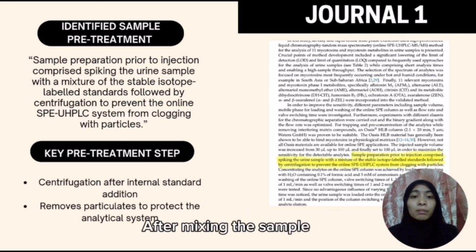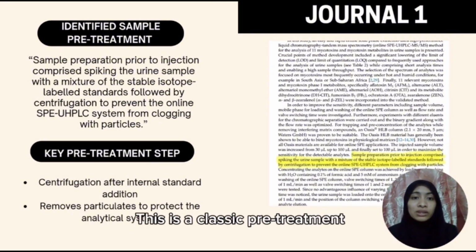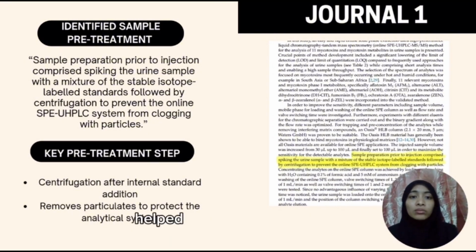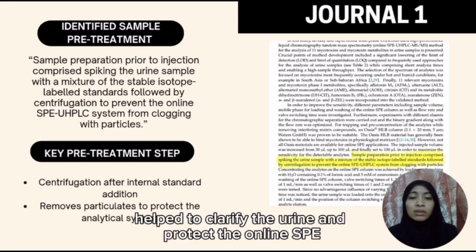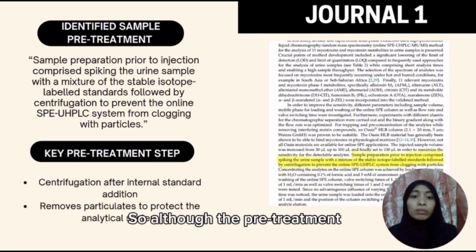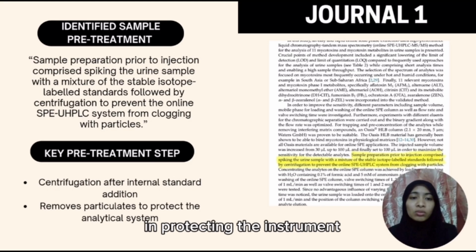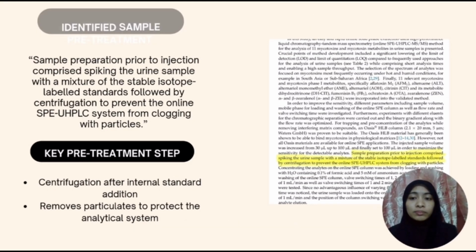After mixing, the sample was centrifuged to remove any particulate matter. This is a classic pretreatment step. Centrifugation helps to clarify the urine and protect the online SPE system from clogging or contamination. It also improves the precision and stability of analyte recovery. So although the pretreatment is simple, it plays a critical role in protecting the instrument and improving the data quality.